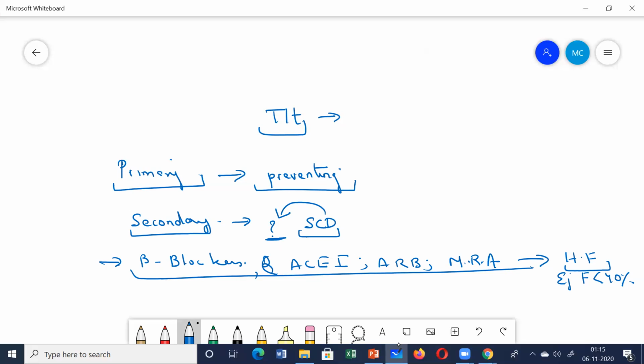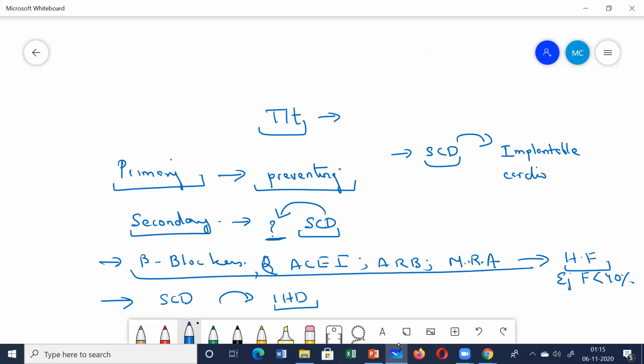In patients who have sustained arrhythmias, or who have survived SCD, sudden cardiac death, such patients should be evaluated as to why it had occurred. Is there any ischemic heart disease? Accordingly they should be revascularized. And what is the primary treatment modality in most of the patients who have survived SCD? As I told you in Brugada syndrome, we implant a cardioverter defibrillator. This is the mainstay in most of the patients.